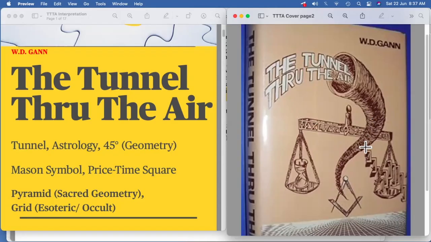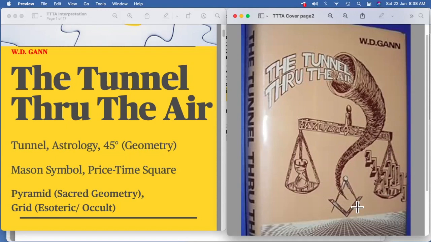So we have the front page with us. And on the front page, we see a tunnel. So we have this first one. This is the tunnel. Then we have the Libra sign. That's why we will also be studying astrology. We have XLV, which is a Roman numeral, which is 45 degrees. So 45 degrees is again in terms of geometry. We need to study the angles also over here.